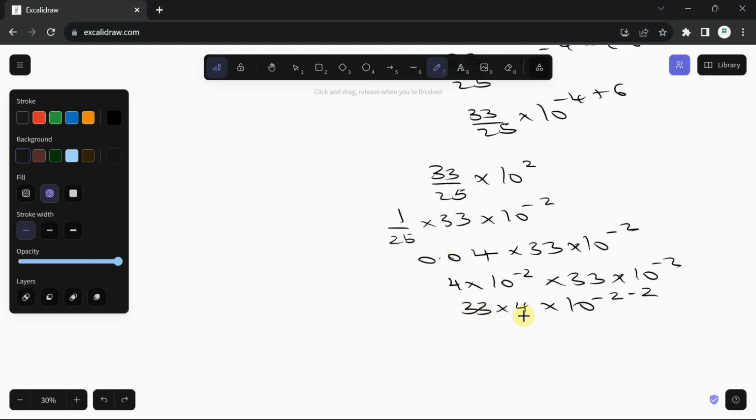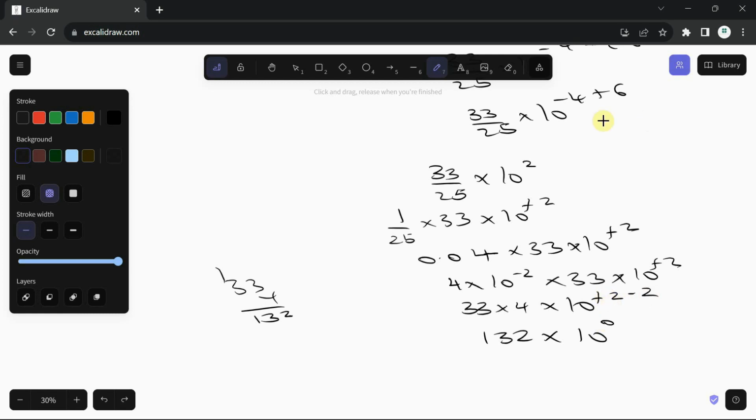So 33 times 4, I can find that easily. That will be 132 times 10 raised to the power of... Sorry, I made a mistake somewhere. So this is not minus 2. Of course, this was plus 2. I don't know why I changed it to minus. Forgive my error. So this is plus 2 minus 2. So this would be 0, right?